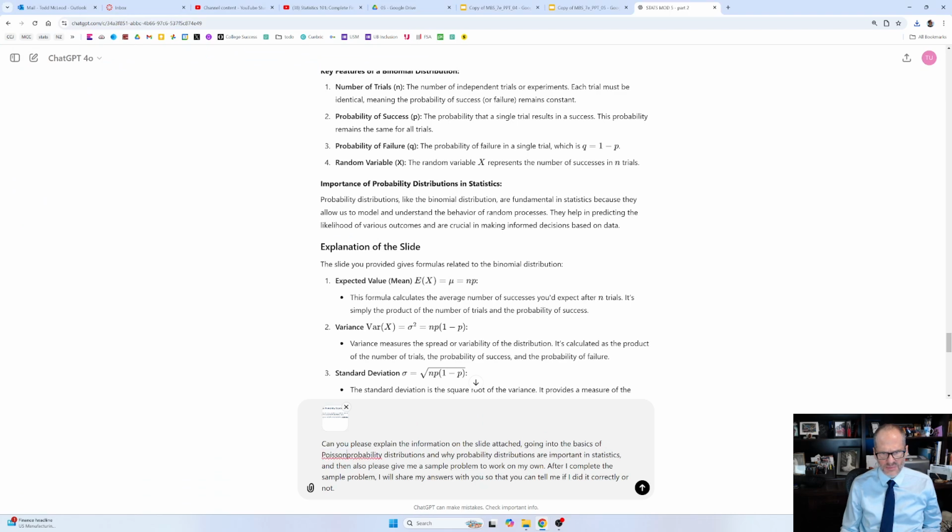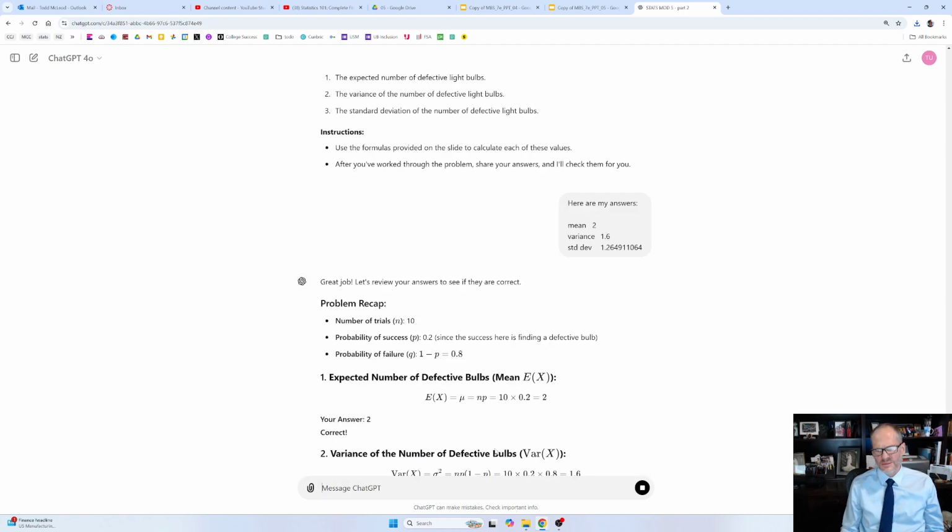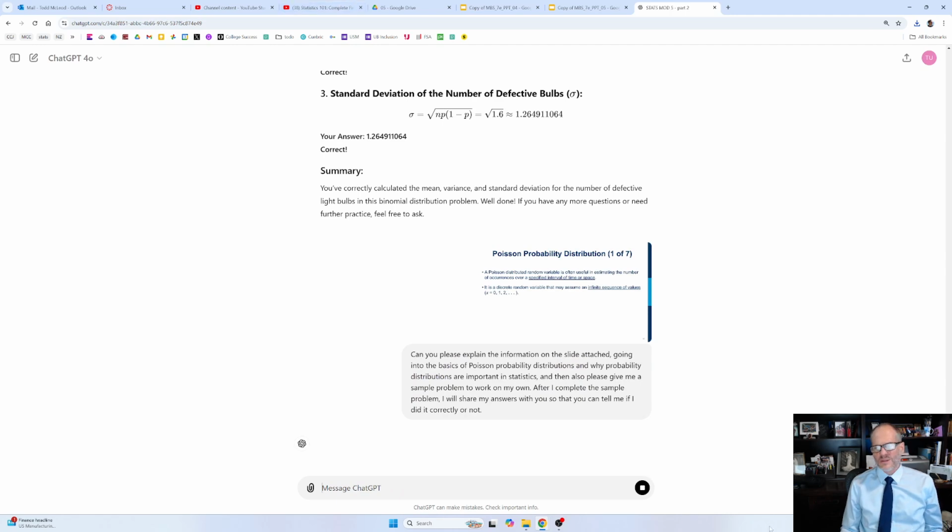Explain the basics of Poisson probability distributions and why probability distributions are important in statistics. And then also please give me a sample problem to work on my own. After I complete the sample problem, I will share my answers with you. I don't know what kind of sample problem it will ask us to do, but we'll see what it comes up with. We'll let this run for a second, and when it's done running, we'll go through it. I'll pause this video while it runs.